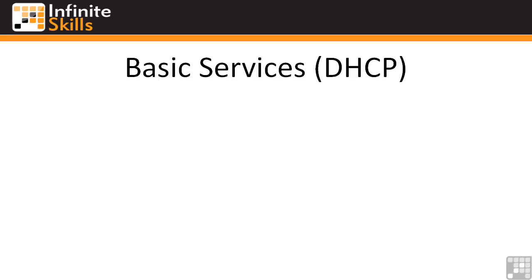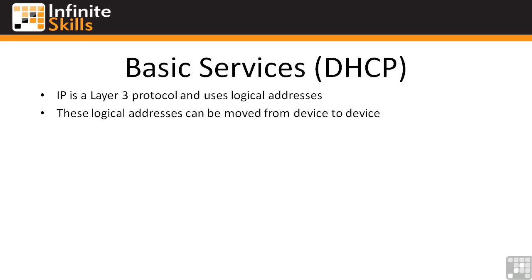So, first, a little bit of review. You'll recall IP is a layer 3 protocol and uses logical addresses, meaning that the logical address is not tied to any specific device. These logical addresses can be moved from device to device. You can have certain addresses that represent multiple devices, or multiple addresses all bound to the same device. So the question comes up, if these are logical addresses, how do you configure them? Well, the first way is the most obvious.